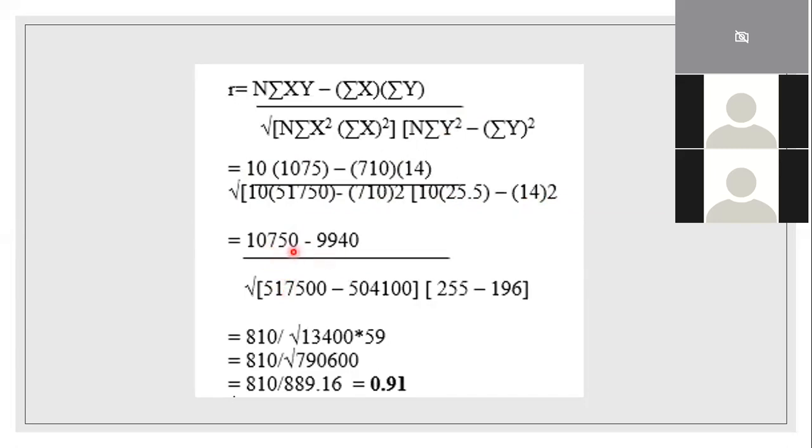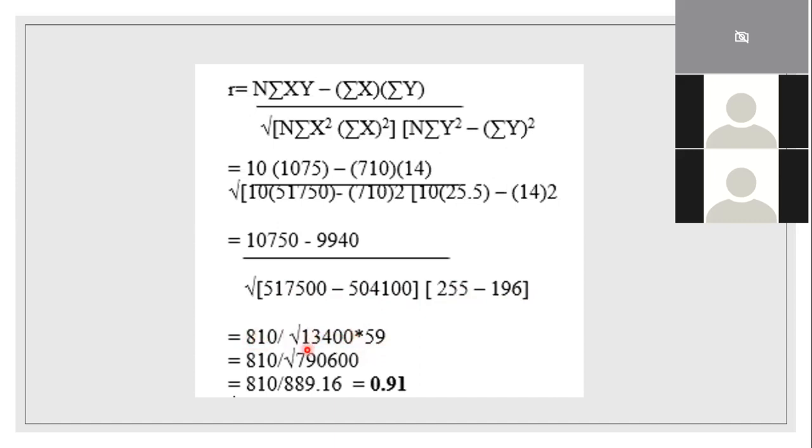So you're going to subtract the values at the top, which is going to give you 10,750 minus 9,940 will leave you with 810. And then you subtract at the bottom: 517,500 minus 504,100 leaves you with 13,400. And then 255 minus 196 leaves you with 59. So now you have the value at the top.